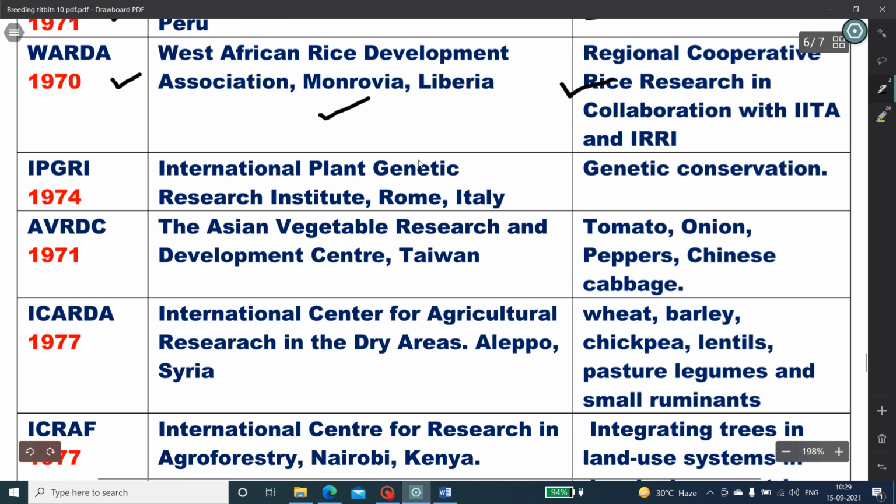IBPGR, the International Board for Plant Genetic Resources, located at Rome, Italy, established in 1974. They have genetic conservation. AVRDC, the Asian Vegetable Research and Development Center, Taiwan, established in 1977. They are maintaining tomato, onion, peppers, and Chinese cabbage.